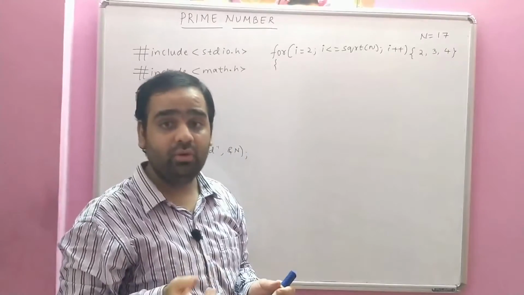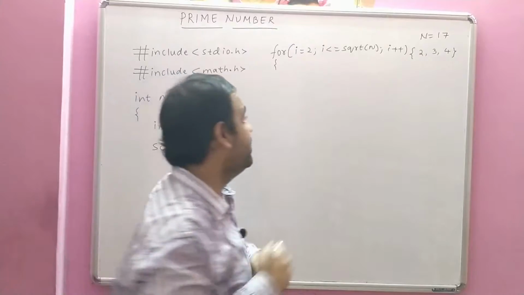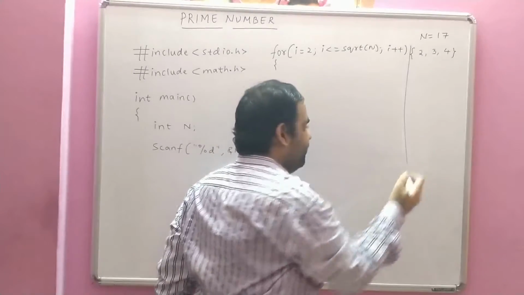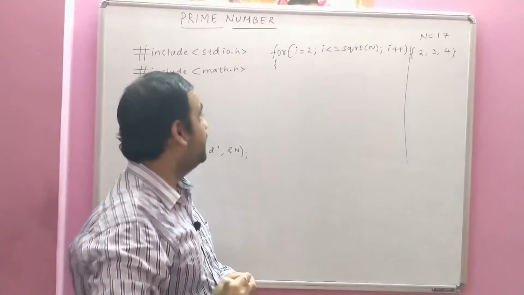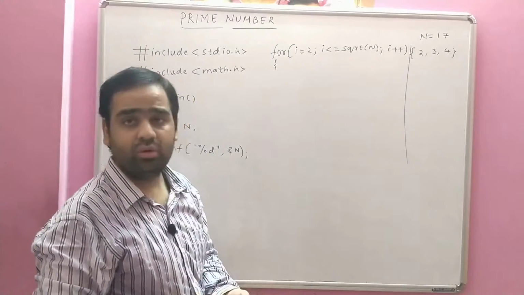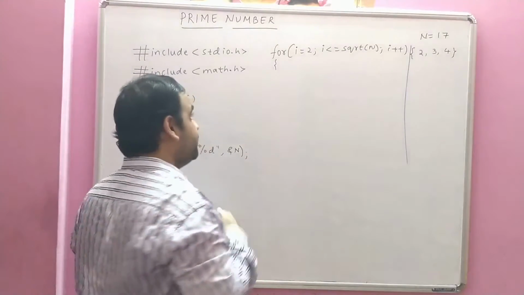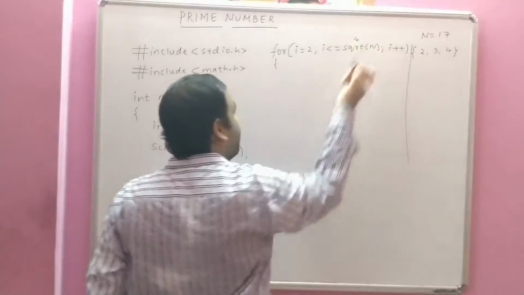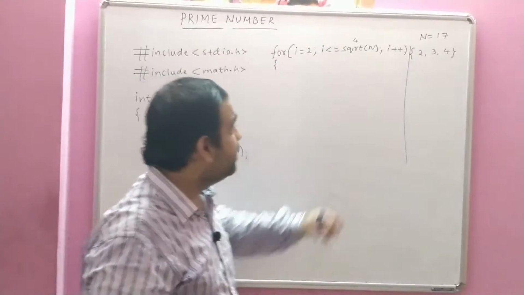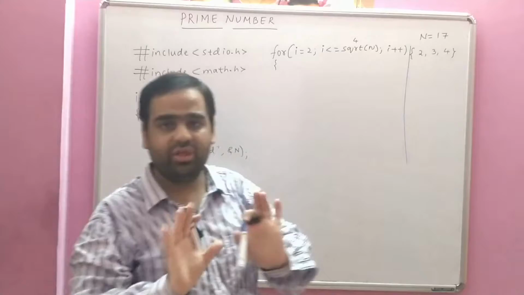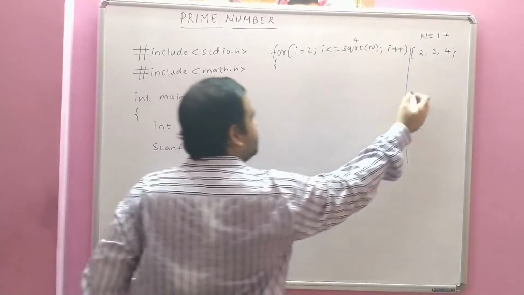Actually, we have to take only the prime numbers, but that we will see in the sieve algorithm when we study arrays. Okay. Now i is 2, and the square root of 17 is nothing but 4. Is 2 less than or equal to 4? Yes. Now check, is 17 divisible by 2 or not? Because the value of i is 2.